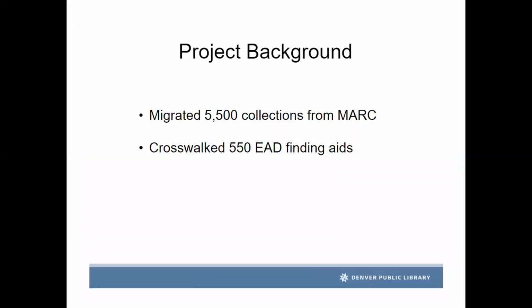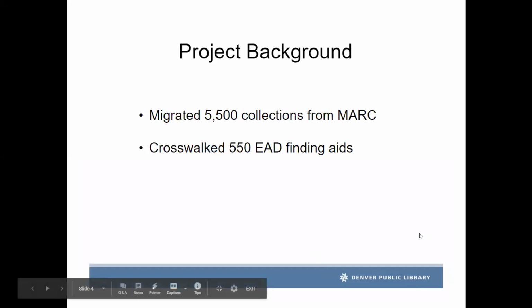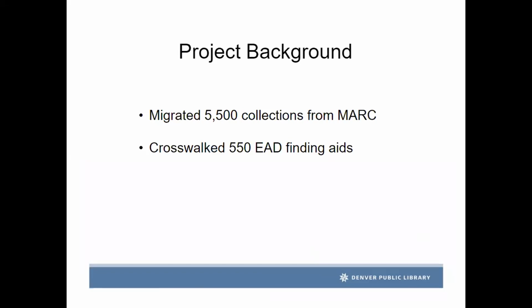To provide a little project background, in 2017, Lyrasis completed a migration for Denver Public Library of all of our collection level MARC records to ArchivesSpace resource records. Lyrasis also crosswalked our approximately 550 EAD finding aids to ArchivesSpace. Since all of our collections have a collection level record in our catalog, it was a terrific start for us because it allowed us to have a collection level placeholder for each of our records in ArchivesSpace.